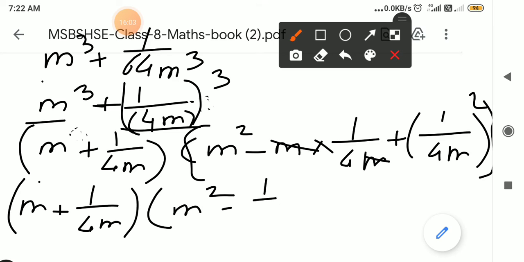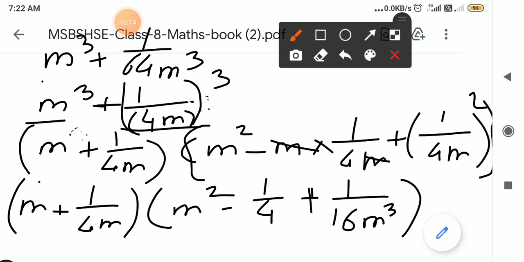So what remains here? 1 upon 4, and plus 1 square is 1 and 4 square is 16 and m square is m square. So in this way, if a fraction like 1 upon 64 is there, you just find the cube root of this. 1's cube root is 1, 64's cube root is 4. Then use the formula and solve this example.